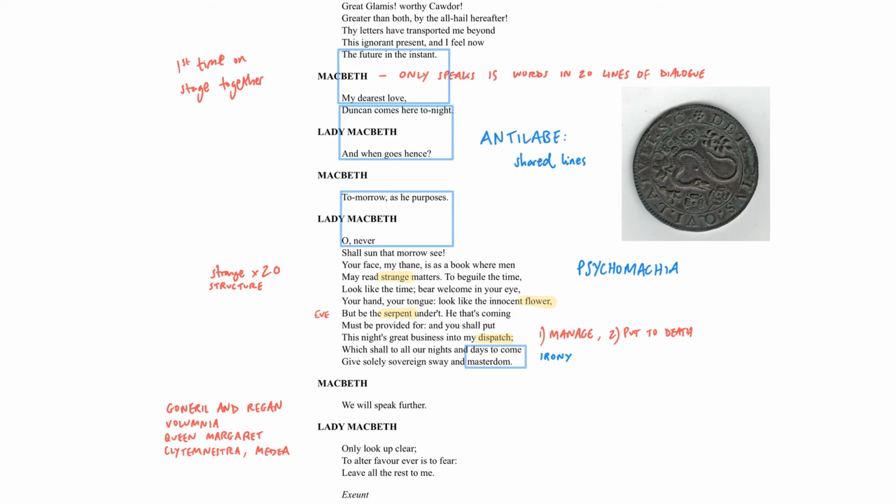So the couplet there, come masterdom, conveys a sense of confidence. It's as if it clinches the speech, giving it a sense of finality. But that is exactly what the play undermines as it progresses. She also uses the masculine noun masterdom, which is an interesting point, given that she's just asked for the spirits to unsex her. Macbeth, and this is where I think the bluntness of his response is interesting to think about again, just says, we will speak further.